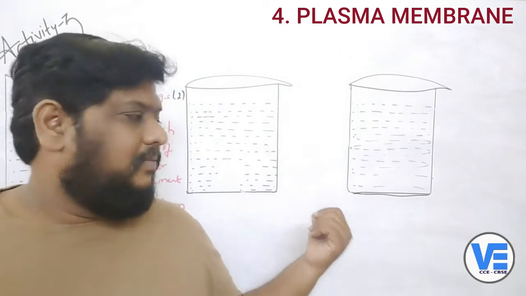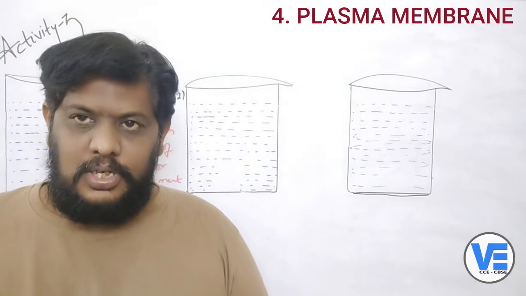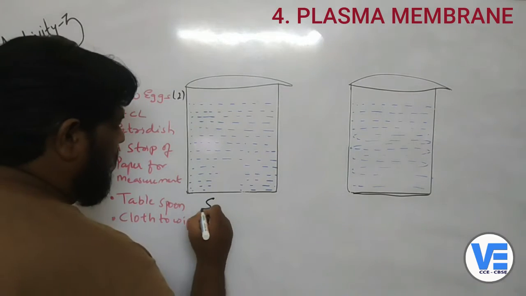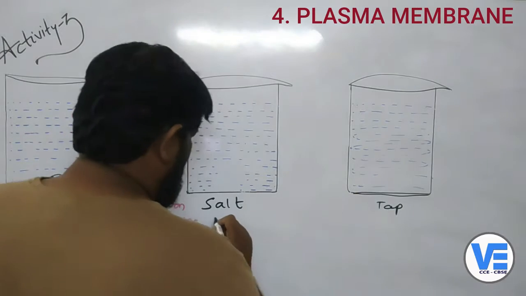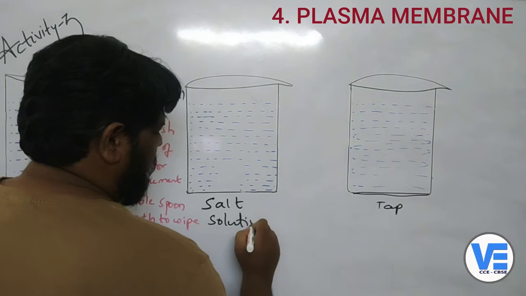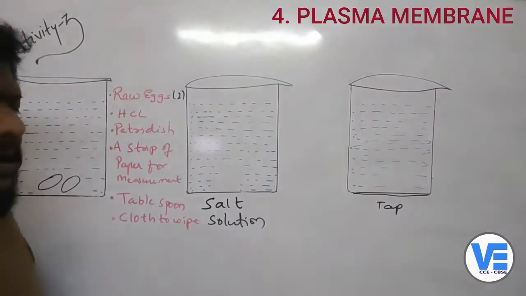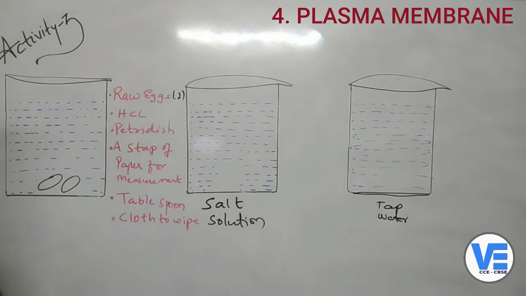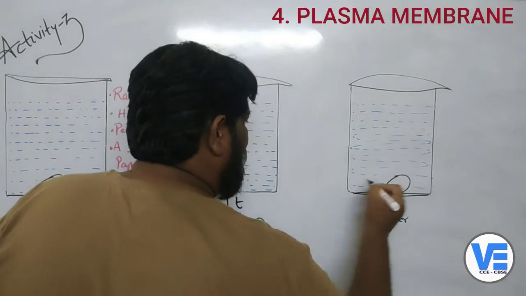So here in one beaker we are taking the salt solution, and in the other beaker we are taking the tap water. So now what we have to do is put the 2 eggs, 1 egg here and 1 egg in the tap water.